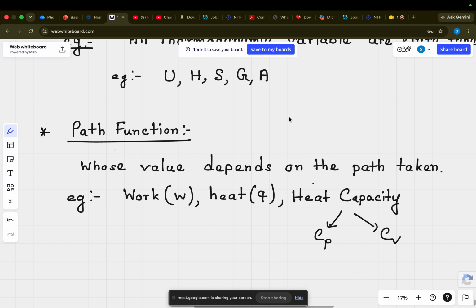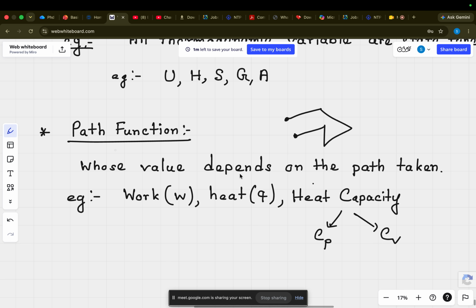Suppose you are moving from one place to another place, then another place, then again another place, so you are moving like that, that means you are doing work. At that time it does not depend on the initial state and final state, it depends on the whole path you have taken. Even for heating, suppose you are heating some water, it is a continuous process. You cannot just take the initial value and final value.